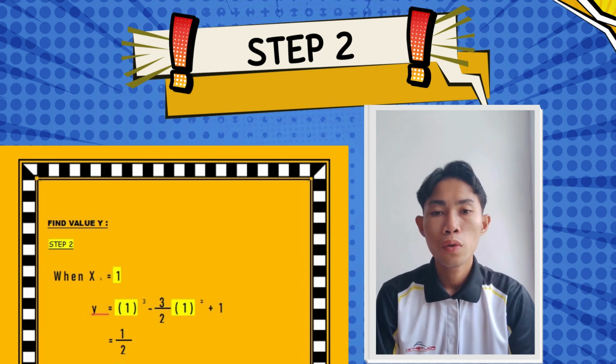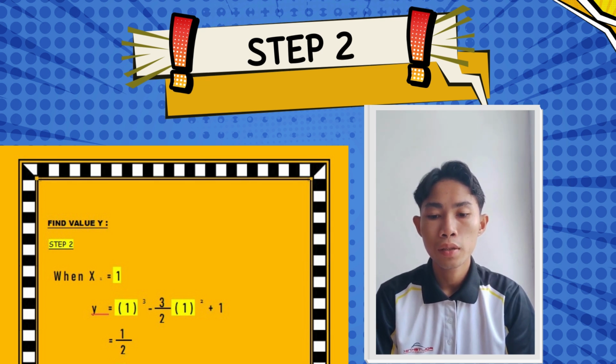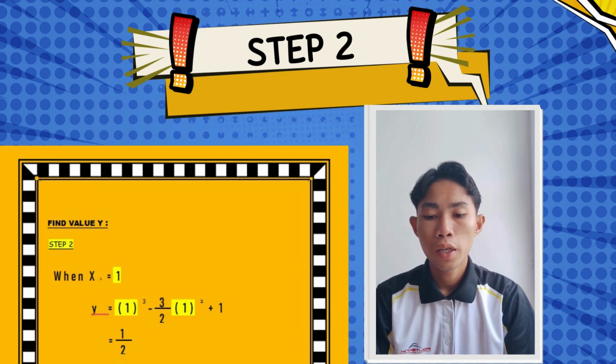Step 2: find the value of y when x equals 1. y equals open bracket 1 close bracket to the power of 3, subtract 3 over 2 open bracket 1 close bracket to the power of 2, plus 1, and the answer is 1 over 2.